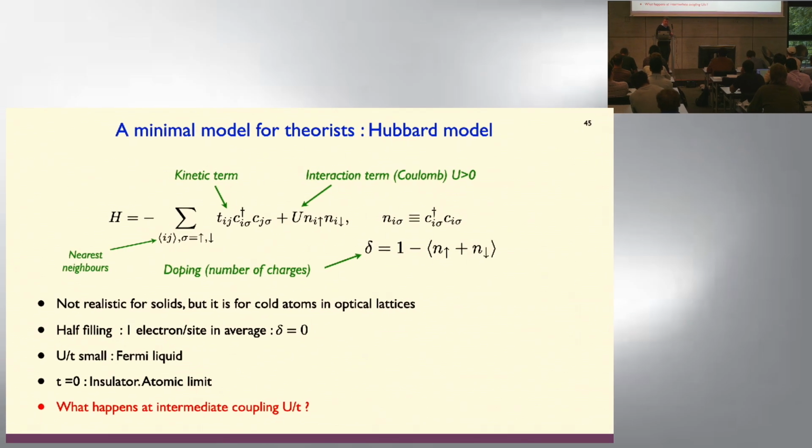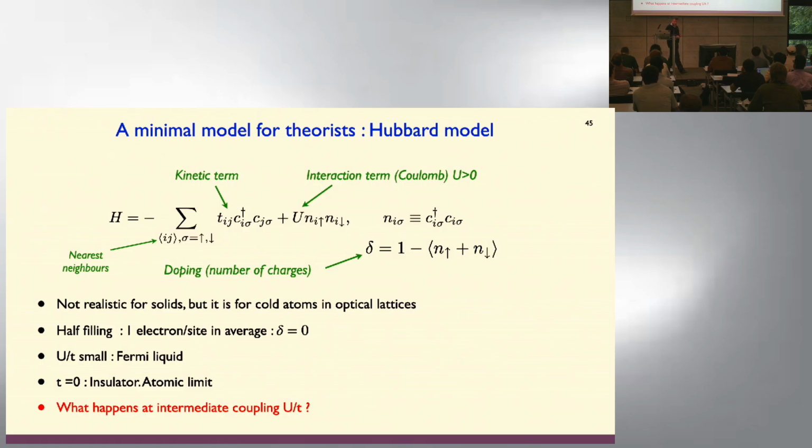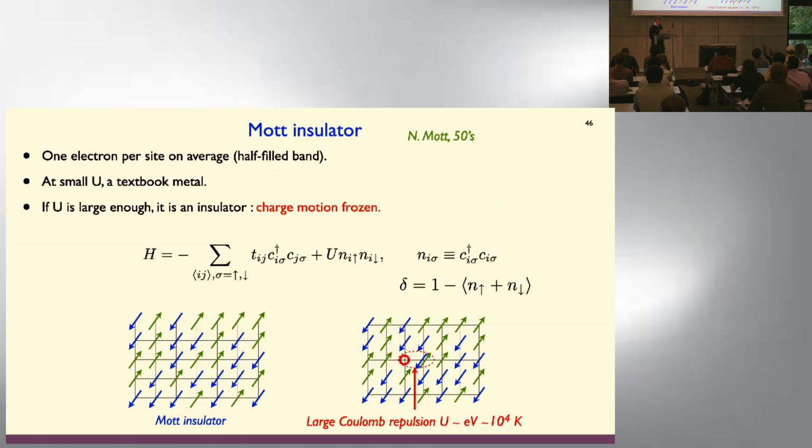We are going to look at this model, especially at half filling, as a function of U. We could discuss doping another time. What we are interested in is really to understand what happens at intermediate coupling. So what is a Mott insulator? Let's look at the Hubbard model at half filling. A priori, we can have one electron per site on average. At small U, you have a metal. You have a half-filled band, so you'll have a metal. If U is large enough, you will get an insulator because the charge motion is frozen.